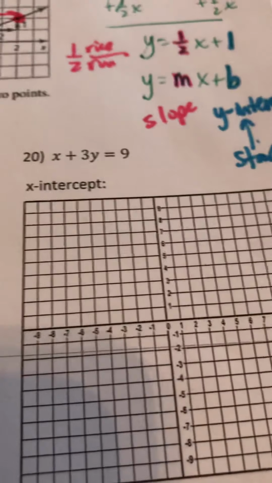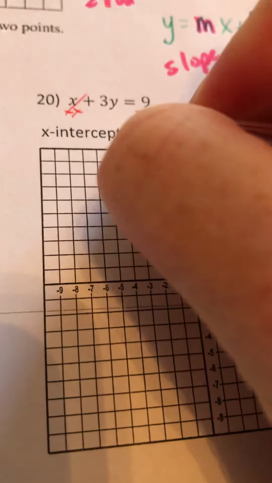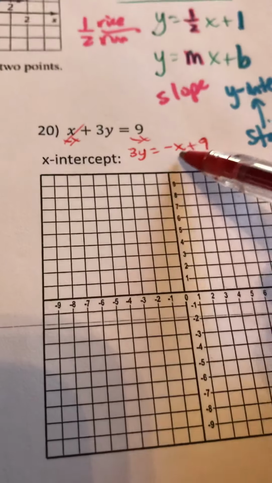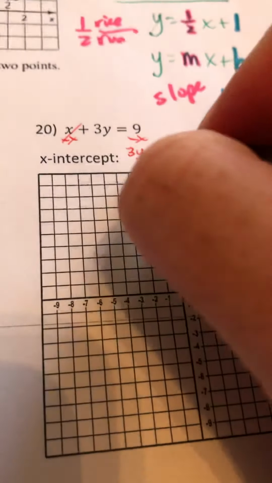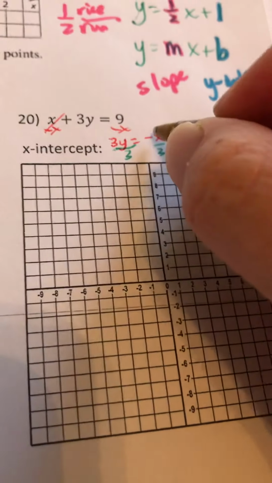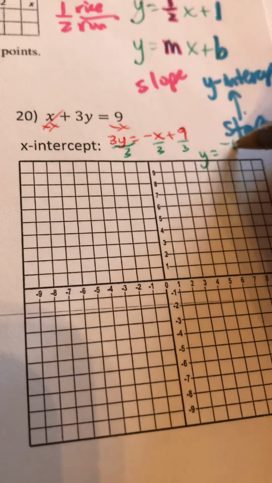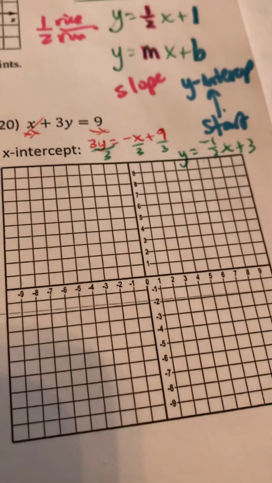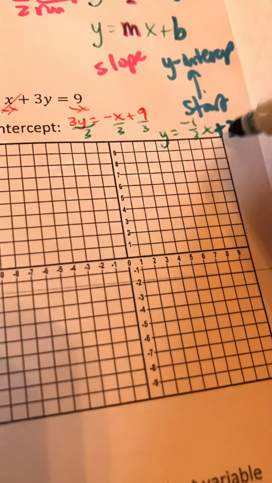Okay, this one's going to need a little bit more work. We first have to subtract the x and get 3y equals negative x plus 9. Again, I want that x first so that I can see what's the slope, what's the y-intercept. And I'm going to have to divide each of those by 3, so I get y equals negative 1/3 x, and 9 divided by 3 is 3. So once again, I'm going to start right here at this positive 3.